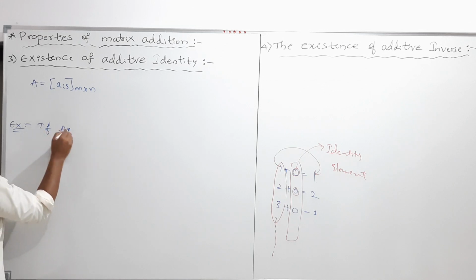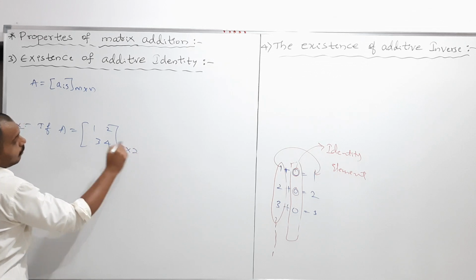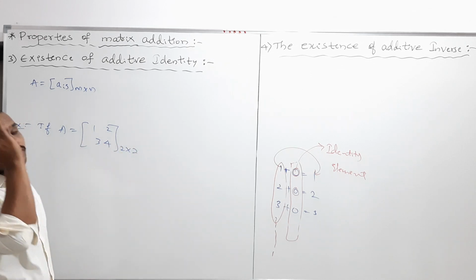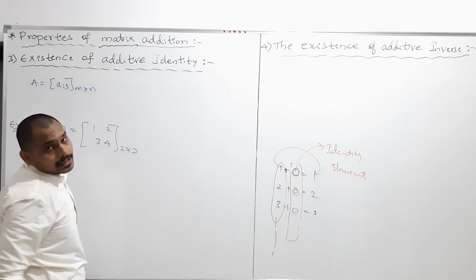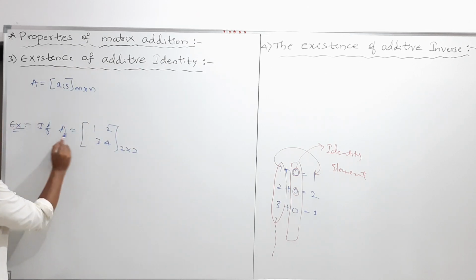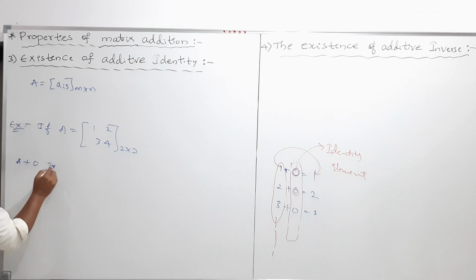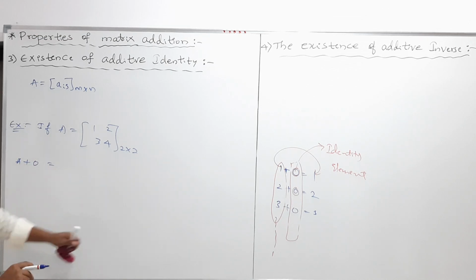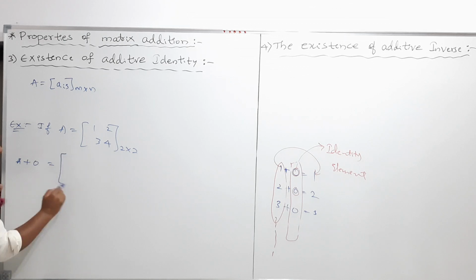If A is equal to 1, 2, 3, 4, this is a matrix of order 2 cross 2. For this matrix, we are discussing the existence of additive identity. So I took one example, A equals 1, 2, 3, 4. My dear students, to this matrix, if I add the zero element, the zero matrix. What is the zero matrix? O is nothing but the zero matrix that we discussed in the types of matrices. So I am adding A with the zero matrix. So what is A, my dear students?